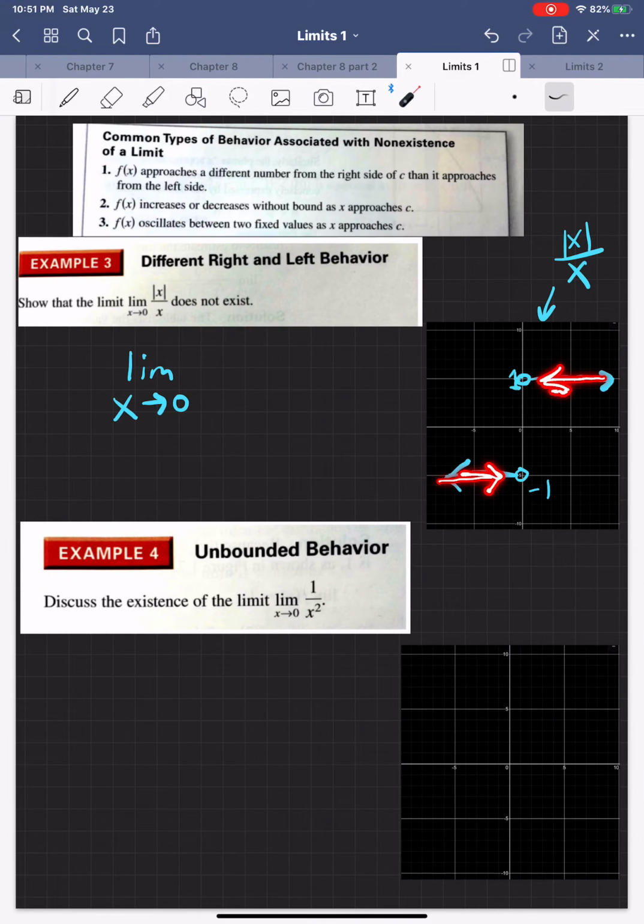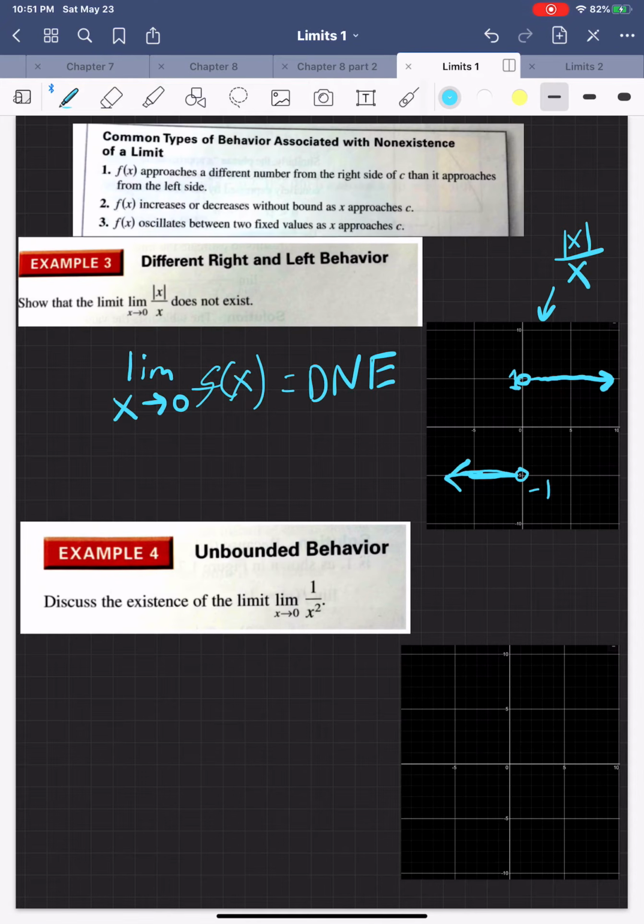One is approaching +1, the other is approaching -1. So it's not approaching the same number from both sides. In other words, this limit of this function fails to exist. You can just put DNE, does not exist. The reasoning is because it's approaching different L from each side of c. Here's another way of restating the same thing.